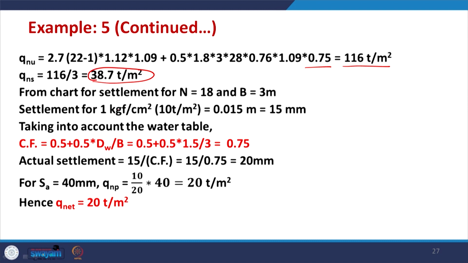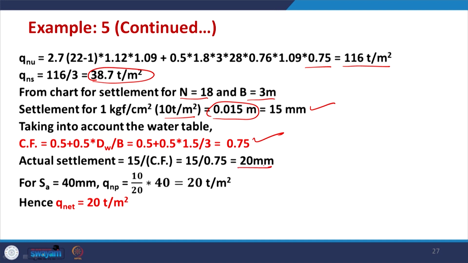And for this QNS, from the chart for settlement, we get N equal to 18, let us see the settlement. There is a chart in IS code for settlement which we have already discussed in the last lecture. For N equal to 18 and B equal to 3 meter, from the chart given for the settlement, we get the value of settlement for 1 kilogram force per centimeter square, that is 10 ton per meter square, equal to 0.015 meter, that is 15 mm. So, 15 mm settlement has been obtained, and the correction for water table we already discussed is 0.75.